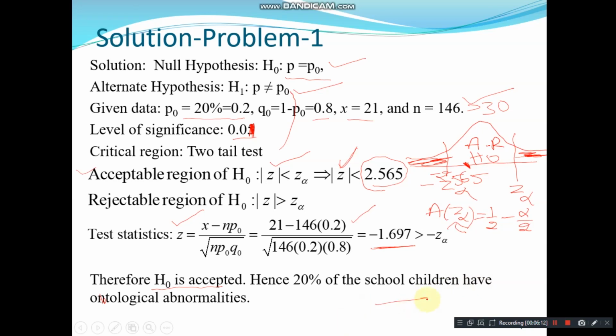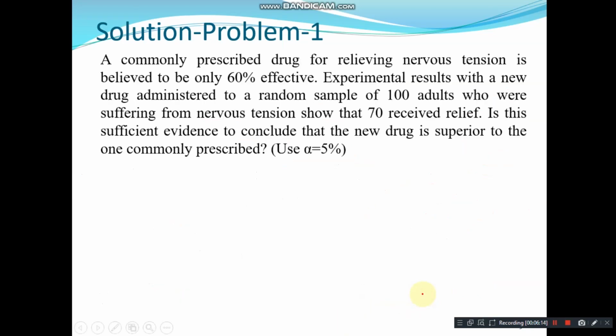Let us take one more example. Suppose a commonly prescribed drug for relieving nervous tension is believed to be only 60% effective. So what percentage is it? P naught is 0.6. Experimental results with a new drug administered to a random sample of 100 adults who were suffering from nervous tension showed that 70 received relief.